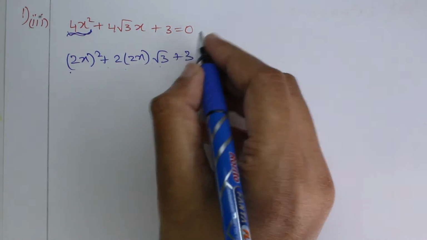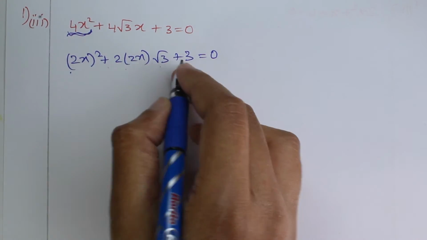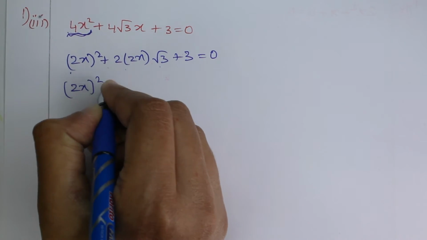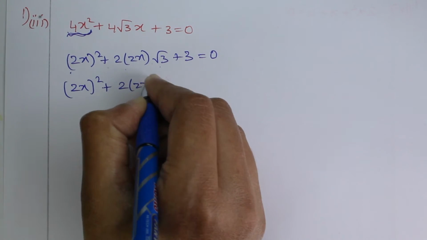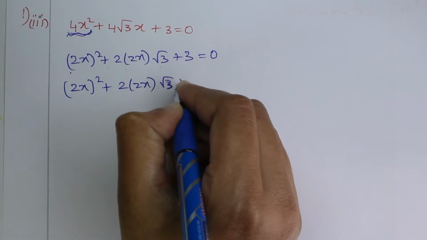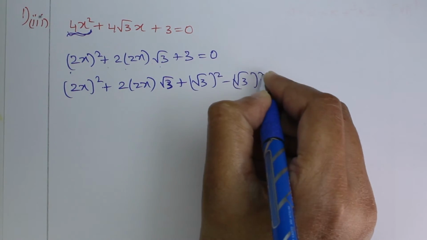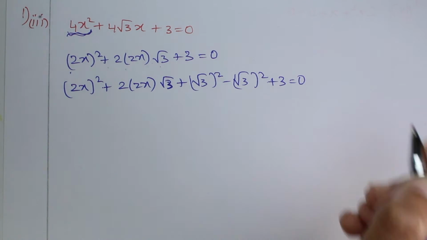Okay, now we have a square plus 2ab. Now we will add plus b square minus b square so that we can write it in the form of a whole square. So (2x) whole square plus 2 into 2x into root 3 plus (root 3) whole square minus (root 3) whole square plus 3 is equal to 0.